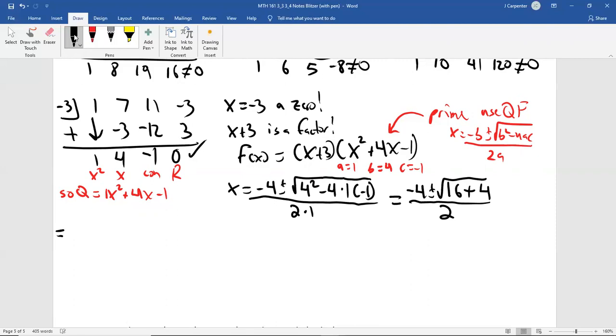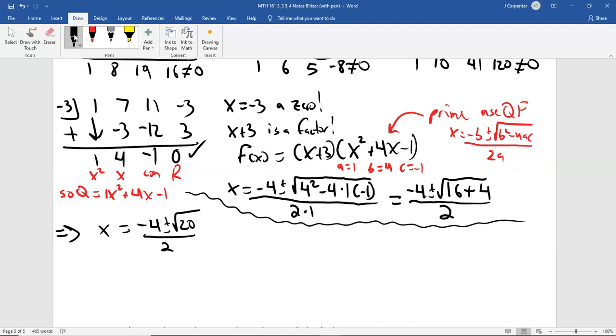Let's go over here. So that's x equals -4 plus or minus the square root of 20 all over 2. Which is -4 plus or minus the square root of 20, you can write as 4 times 5. I'm writing the 4 in red for a reason because I know the square root of 4 is 2. So that's -4 plus or minus 2 square root of 5 all over 2.